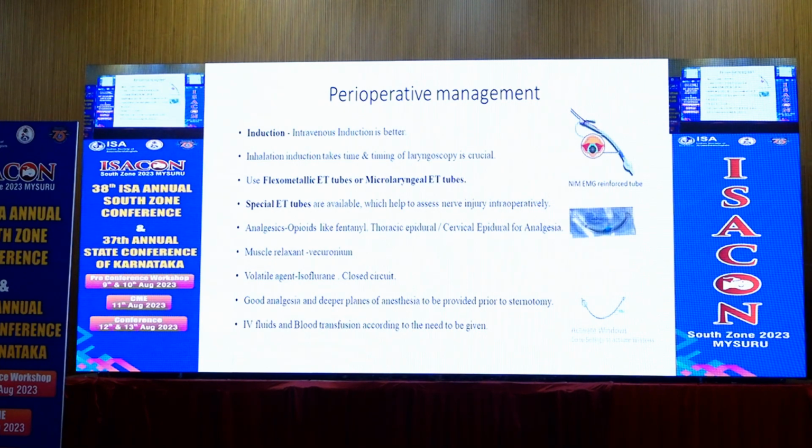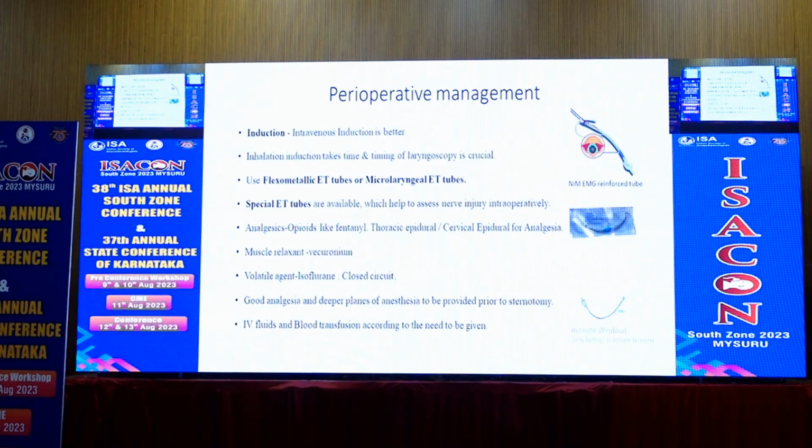I put the pictures here, and we all know that special ET tubes are available, which are nerve integrity monitor tubes. I have not used one, so I don't have personal experience of using it, but it has 2 surface electrodes on the endotracheal tube. After you put the tube, it's connected and the electromyography is recorded, and if the surgeon is going near the nerve, they're going to know it, so as to avoid injury to the vocal cords.